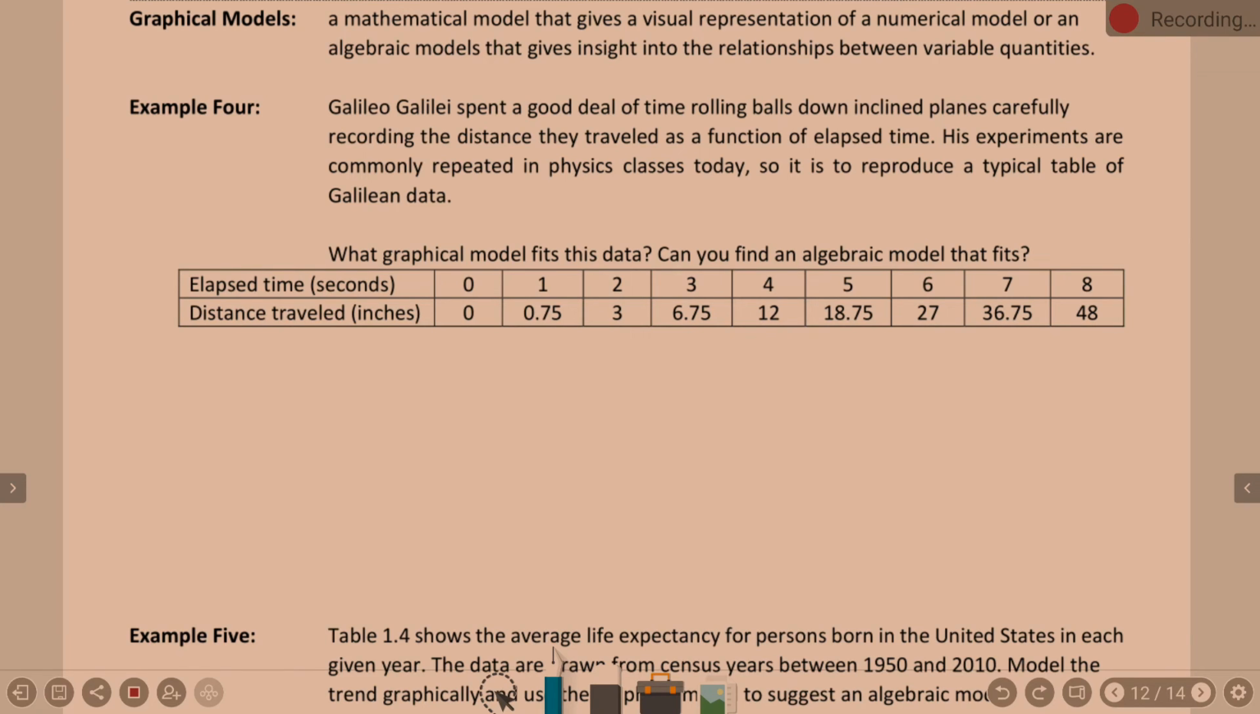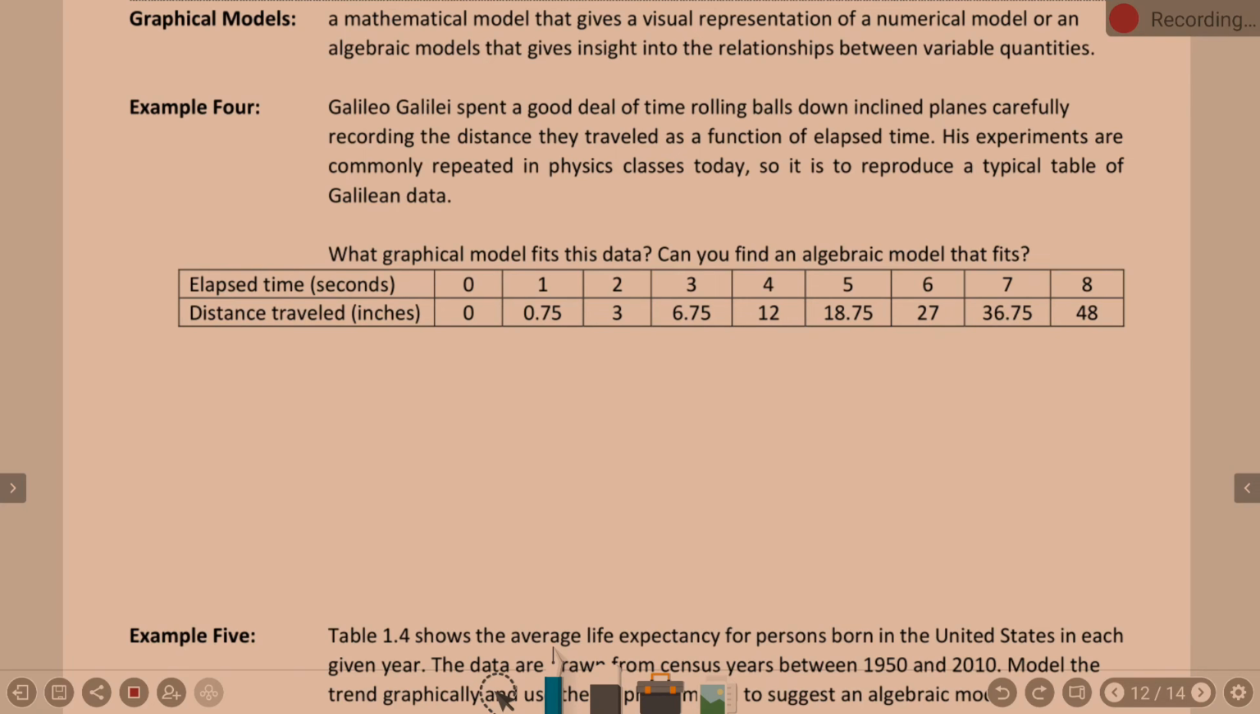I think I have a typo there, because it didn't sound right to me as I read it, but okay. So we have a table of data here. We're being asked 2 questions. We're going to talk about what graphical model fits this data, and we're going to find an algebraic model to fit this data.